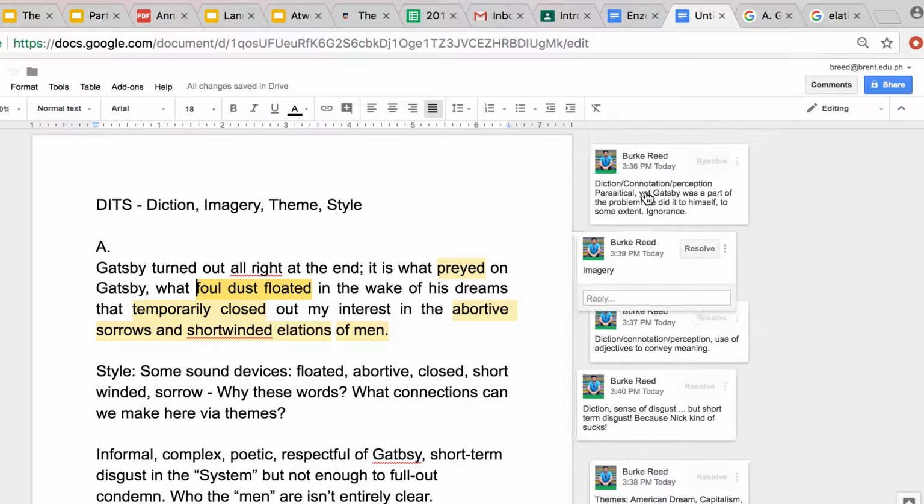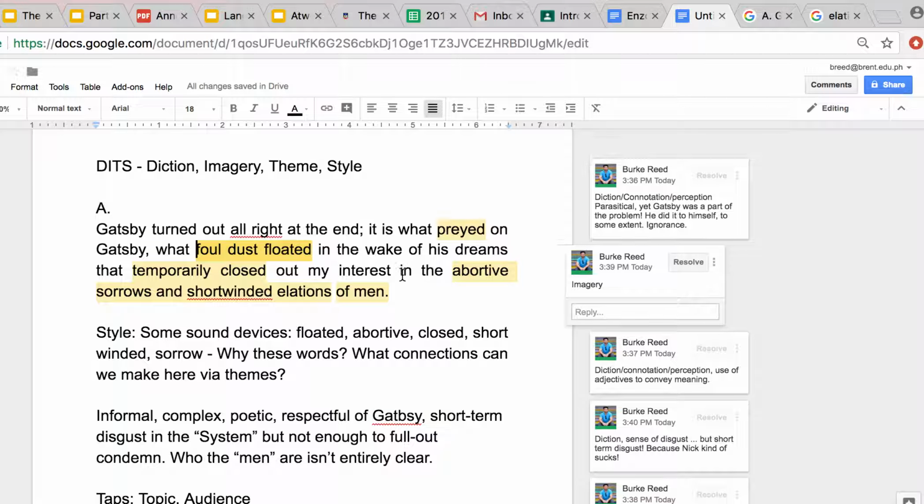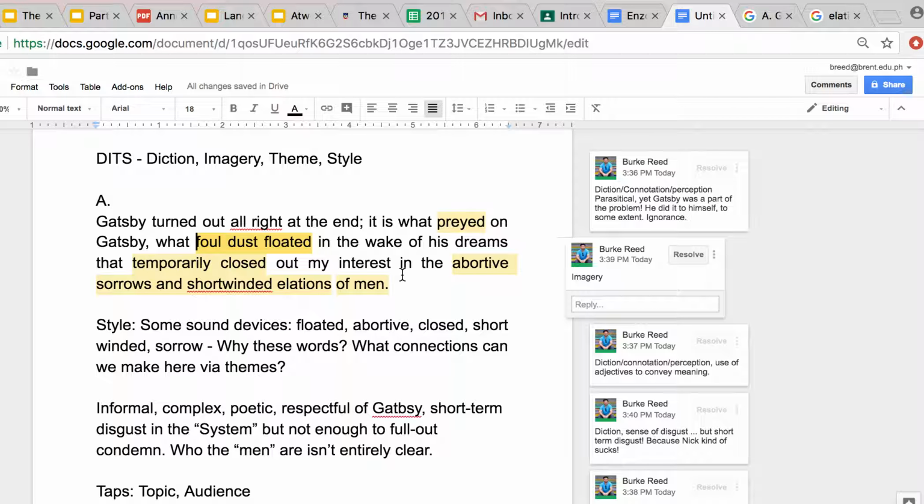So let's go down to imagery. Foul dust floated. I think that's pretty self-explanatory. That creates a sense of imagery. It could also be an example of diction as well.